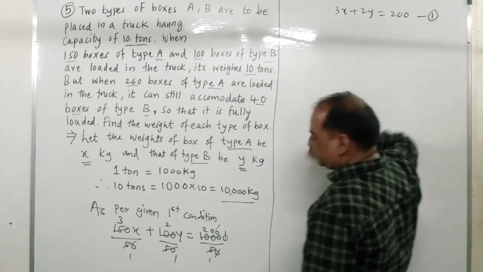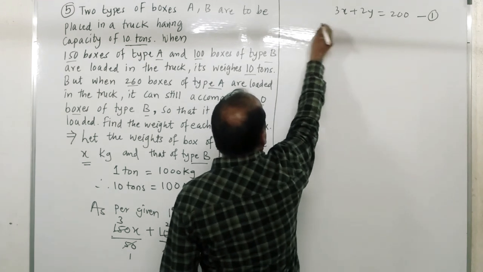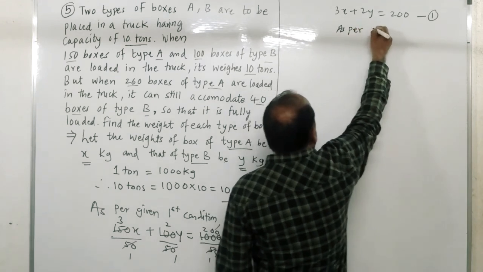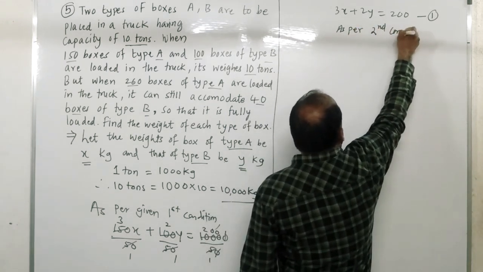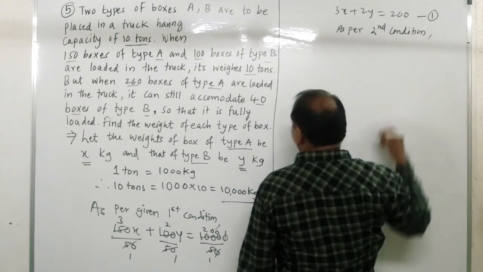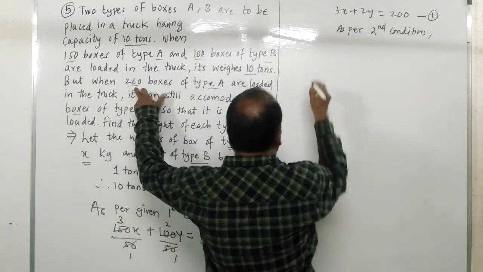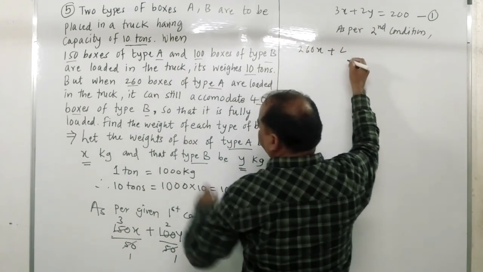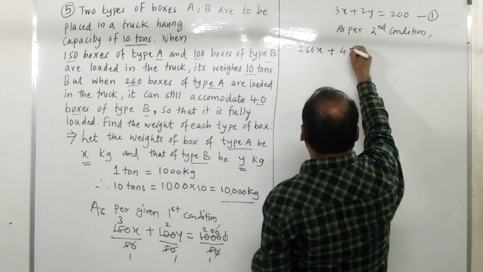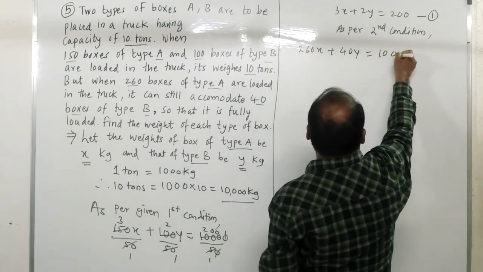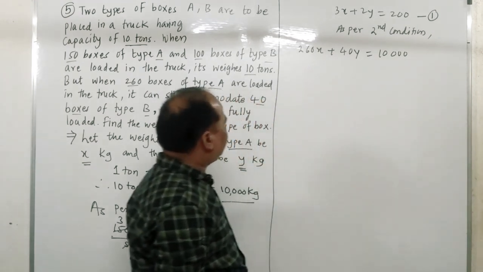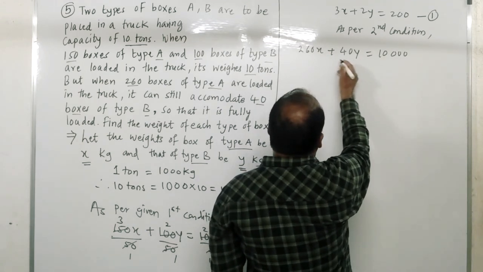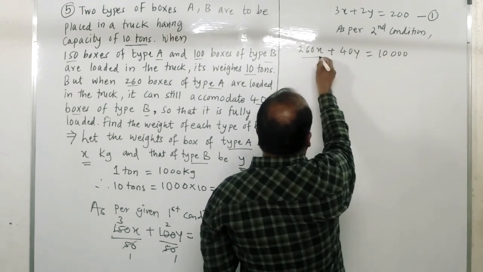Equation number first. Now the second condition is given as 260 boxes of type A, that is 260x, plus remaining 40y. Weight will remain the same, that is 10,000. Now here divide this equation by the same number, you should divide it by 20.